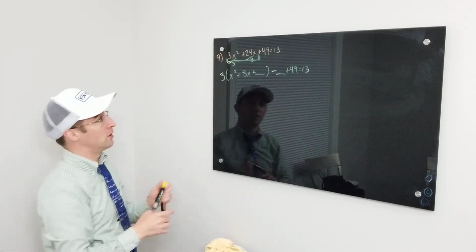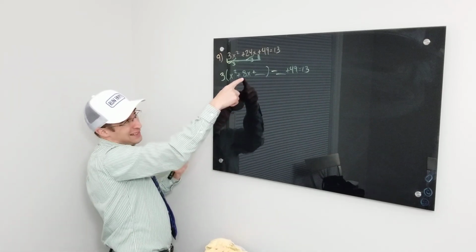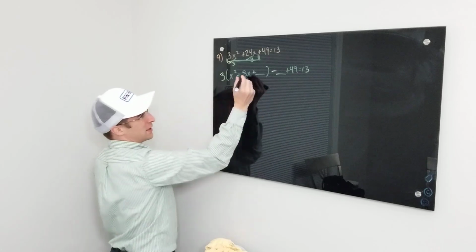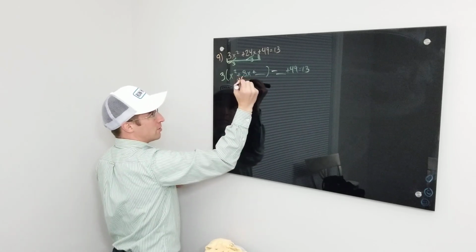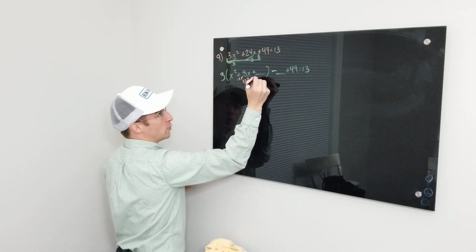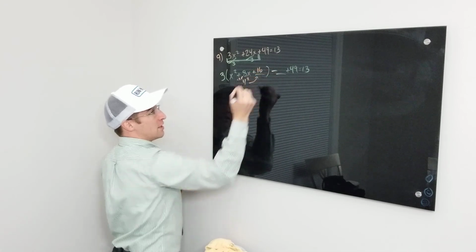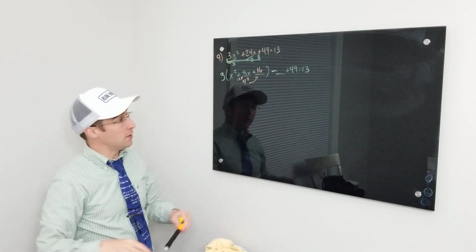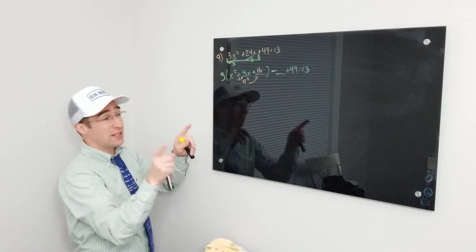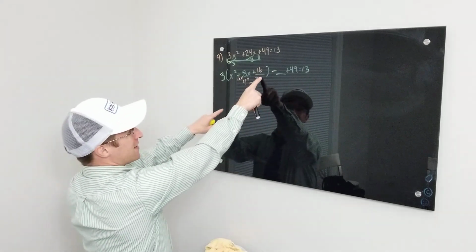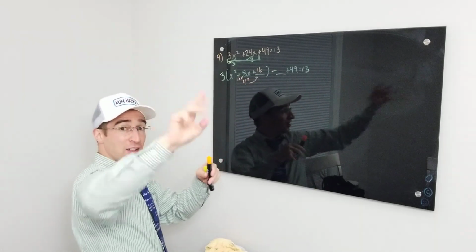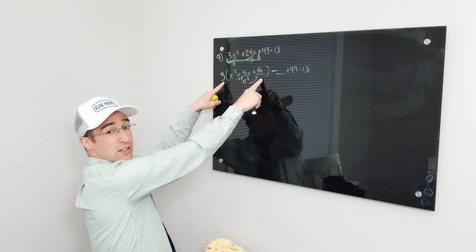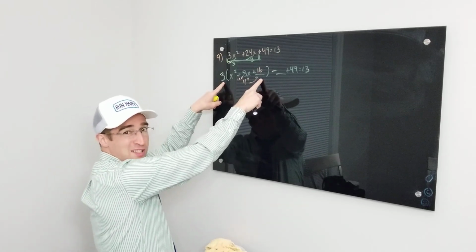So now we're going to do the same thing. Like, well, I need this to be a perfect square. So I'm going to take this number, this 8, divide it by 2, I get 4, square it, and I get 16. But what I'm doing here is adding 16 3 times. So, well, 3 times 16 is 48.